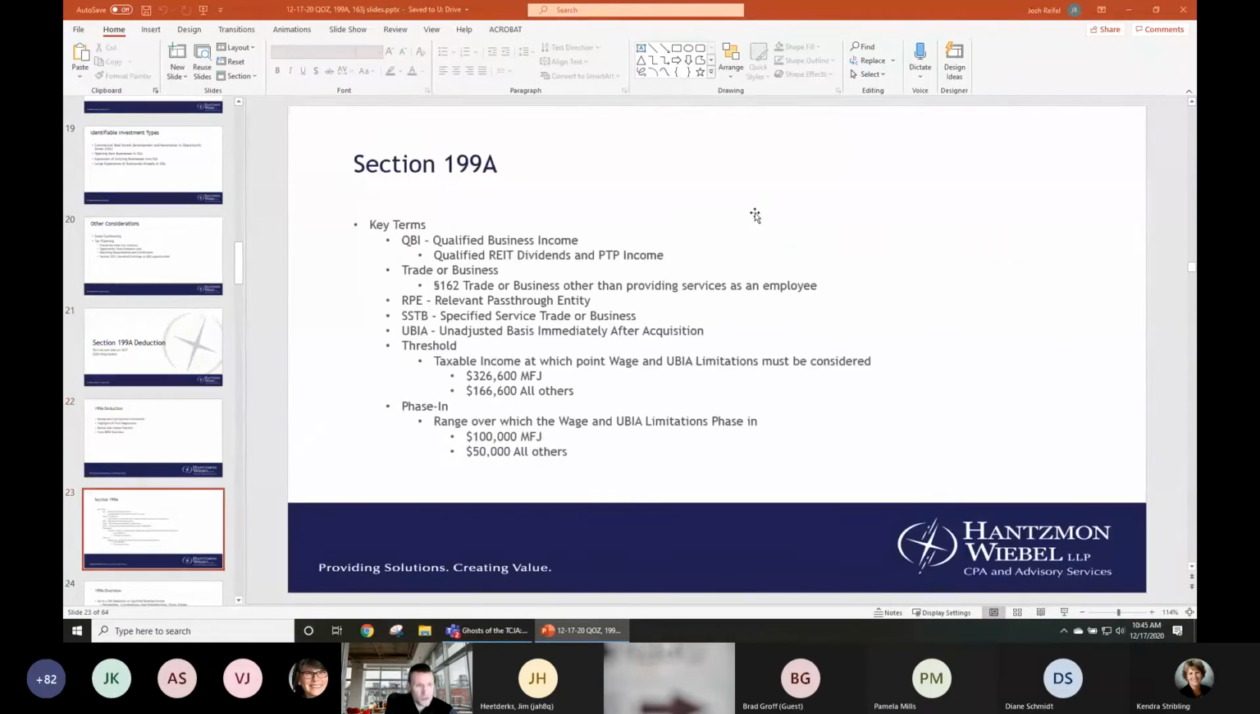Before we get too much into it, just as a refresher, or for those of you who may be new, we will look at a couple of key terms as they're used in the code section, as well as the regulations and various reference materials. QBI, qualified business income, would be any income from a qualified business: Schedule C, partnerships, S corps, etc. Now, one thing to note, qualified REIT dividends as well as PTP income fall into the code section, but technically they're not considered qualified business income. Those are their own separate buckets.